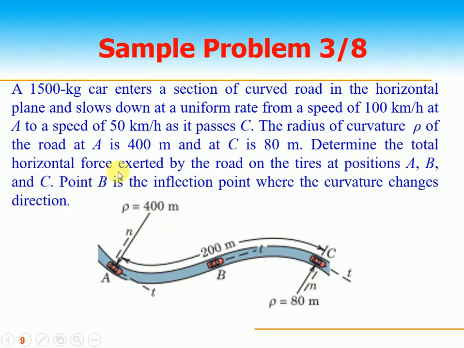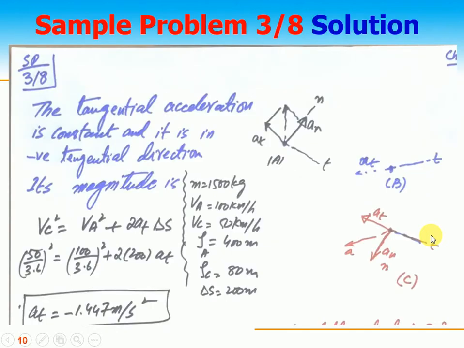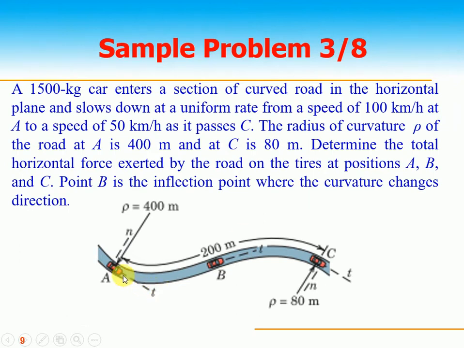Determine the total horizontal force exerted by the road on the tires at positions A, B and C. Point B is of course the point of inflection, so we have only the tangential component, no normal component. Inflection is where the curvature changes direction. So dear students, we need to find the net force acting here at point A, point C and point B. If I make the free body diagram here, this is the tangential direction and this is the normal direction, always towards the center of the radius of curvature n.